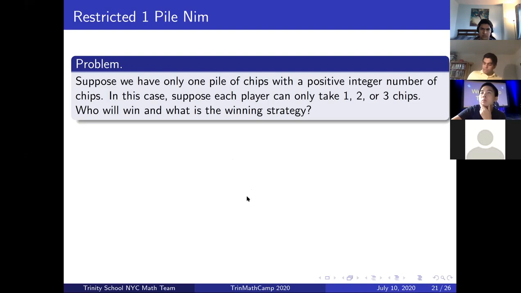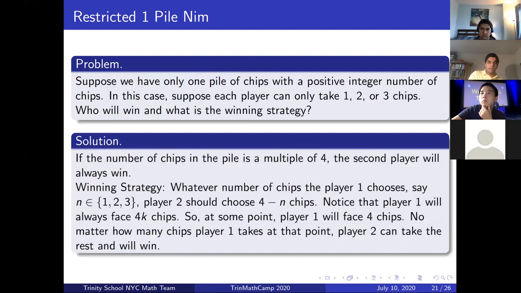Okay, let's dive into the solution. I claim that if the number of chips in the pile is a multiple of 4, then the second player will always win. How does this happen? Whatever number of chips player 1 chooses, say it's either 1, 2, or 3 chips, player 2 will always choose 4 minus n chips.